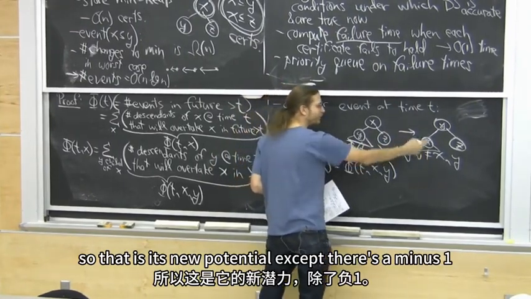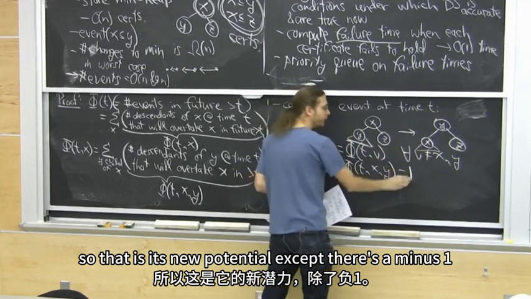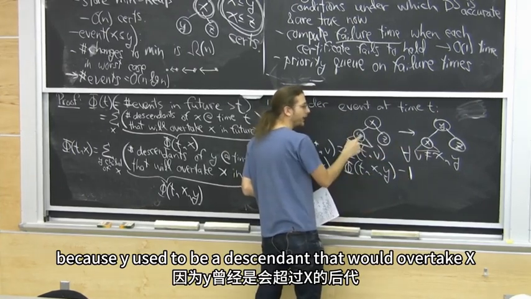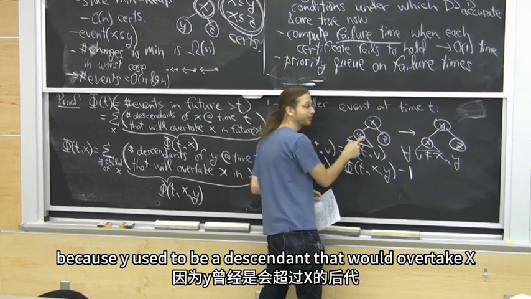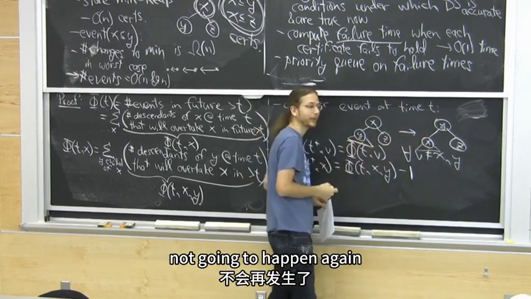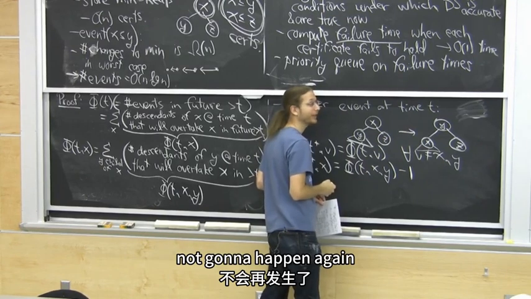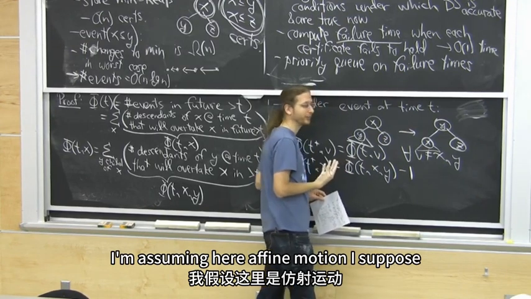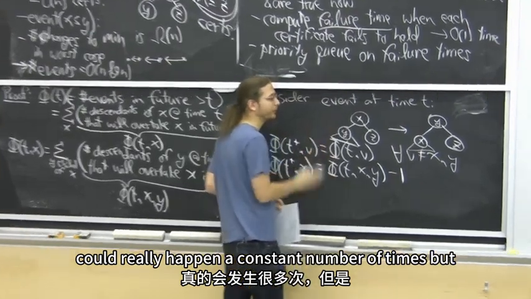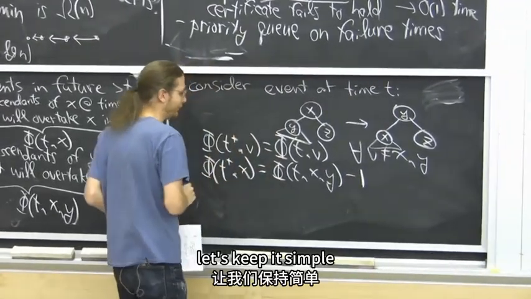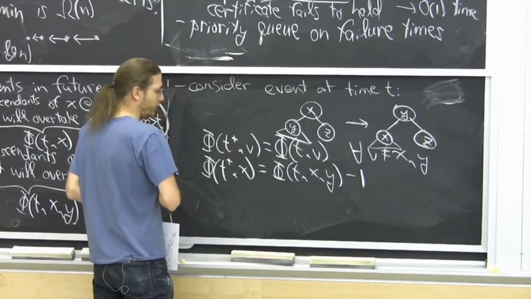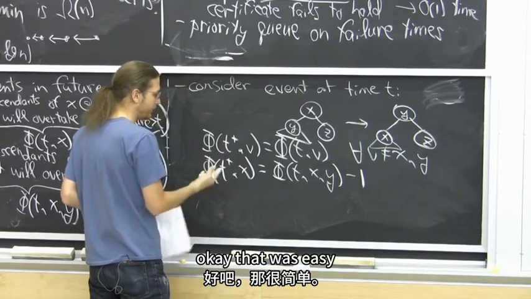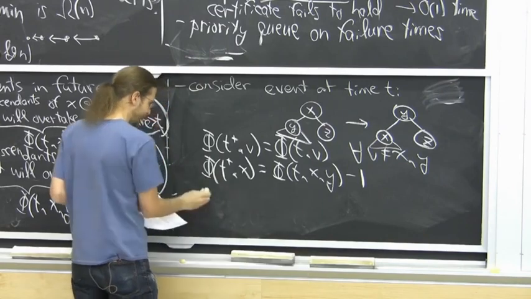So that is its new potential, except there's a -1 because y used to be a descendant that would overtake x, but it just overtook x. Not going to happen again. I'm assuming affine motion here, I suppose. It could really happen a constant number of times, but let's keep it simple. Okay, that was easy. Next one's a little harder.